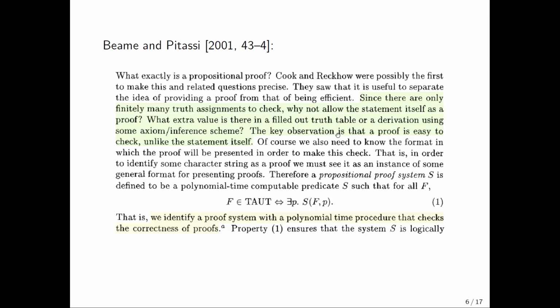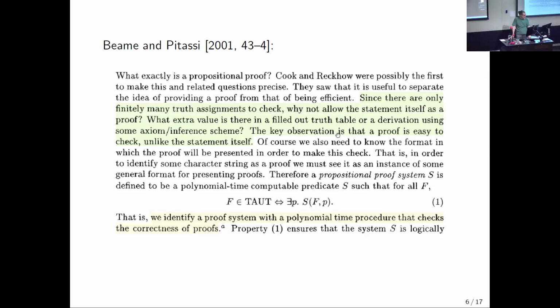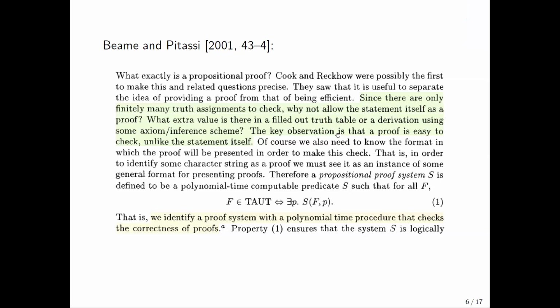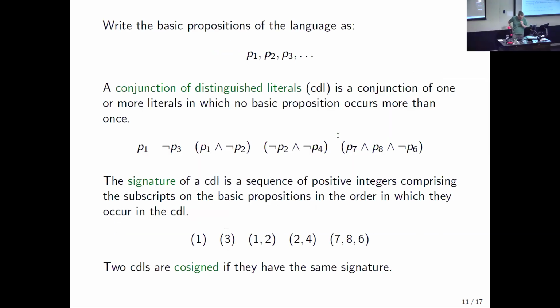And my response to that argument is that it doesn't work. Ultimately, I don't think there is anything wrong with regarding a formula as its own proof. But if you do think there's something wrong with that, then this won't solve the problem. So that's the next bit of the talk. I just want to introduce a certain kind of formula.